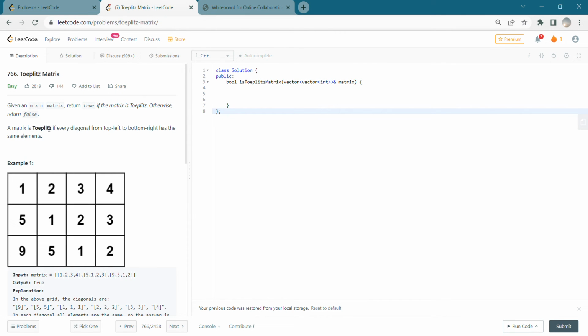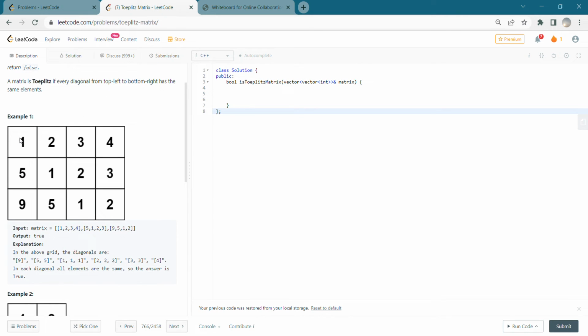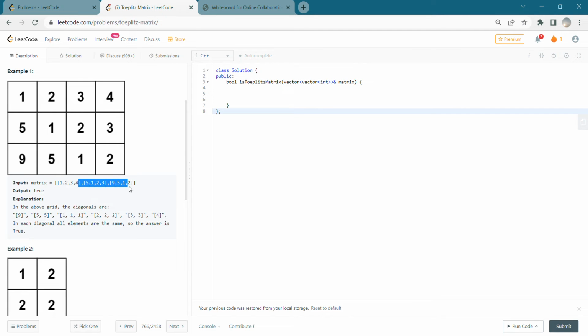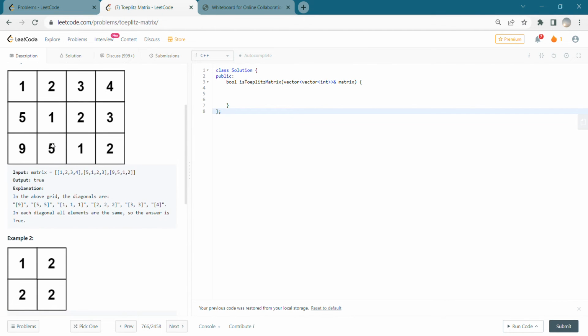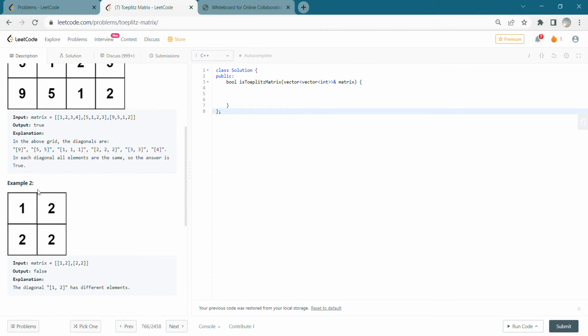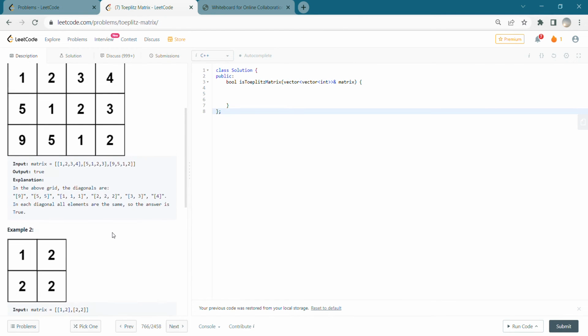A matrix is Toeplitz if every diagonal from top left to bottom right has the same element. Like in this case, it's 1 1 1, 2 2 2, 3 3, 4, 5 5. All the diagonals have only a single element. So we have to return whether the matrix is Toeplitz or not. In this case, the diagonal does not have the same element, so it is not a Toeplitz matrix.